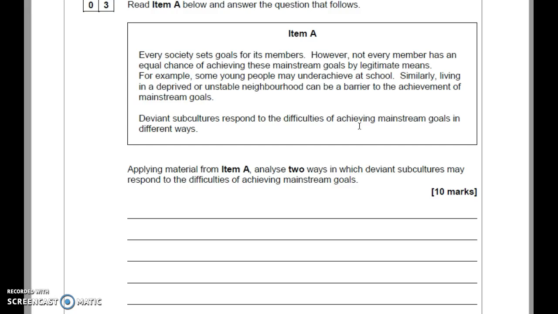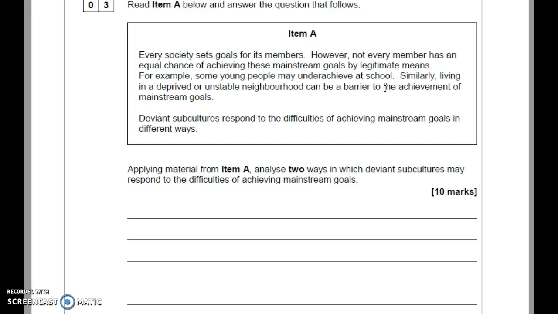Okay, so this question, they give you an item and you have got to select the hooks from the item, that's here, and then make sure that you are applying them to the hooks in the question as well. So 2 ways in which a deviant subculture may respond to the difficulties of achieving the mainstream goals. And the popular hooks that were in this question were that young people may underachieve at school, and that allowed you to attach someone like Cohen about not being able to achieve the mainstream goals.